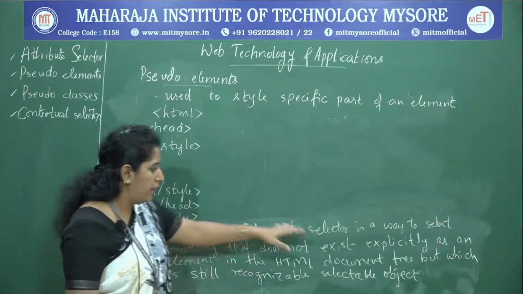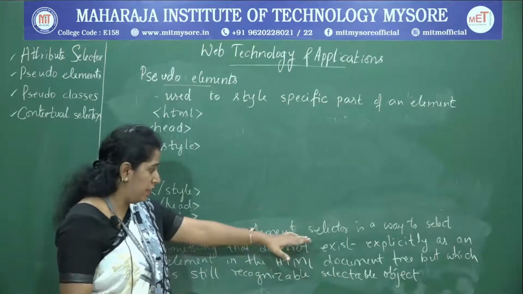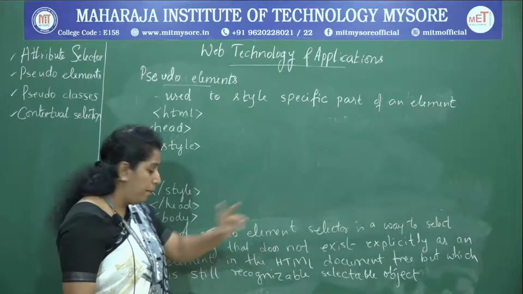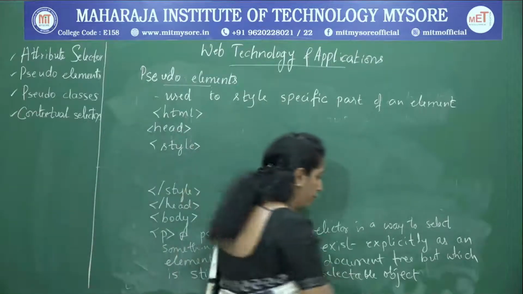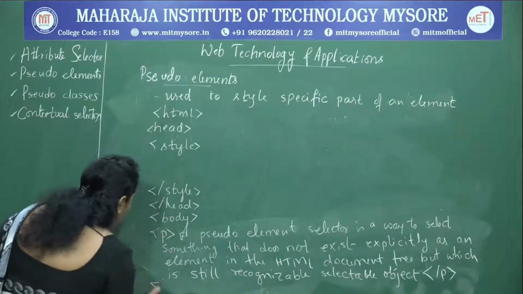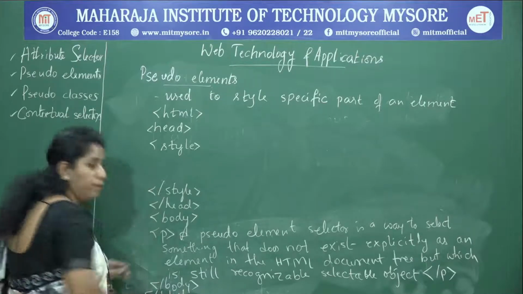A pseudo element selector is a way to select something that does not exist explicitly as an element in the HTML document tree, but which is still a recognizable selectable object. Now I will close the paragraph and also close body, then close the root, that is HTML.